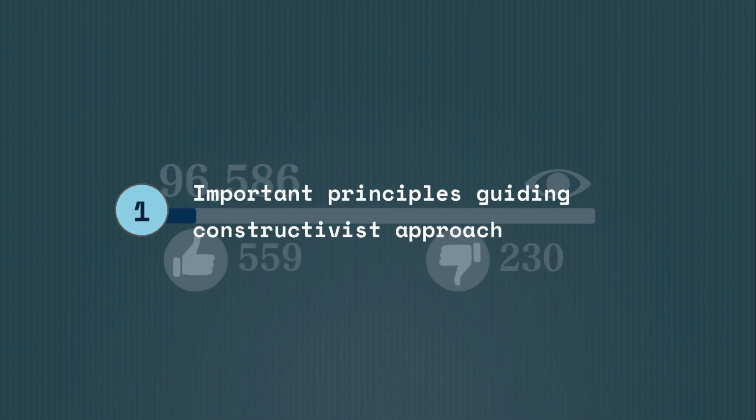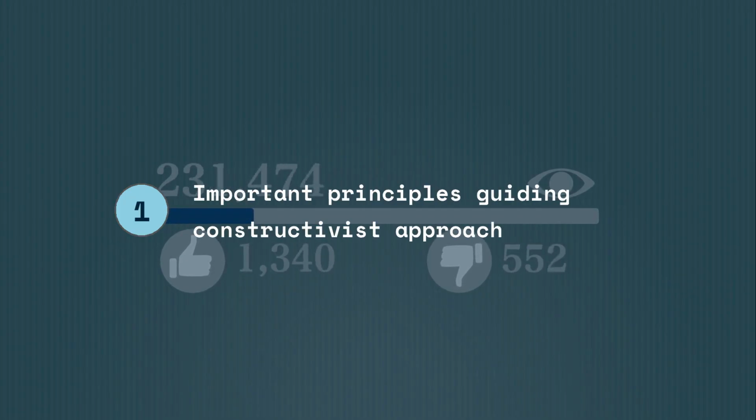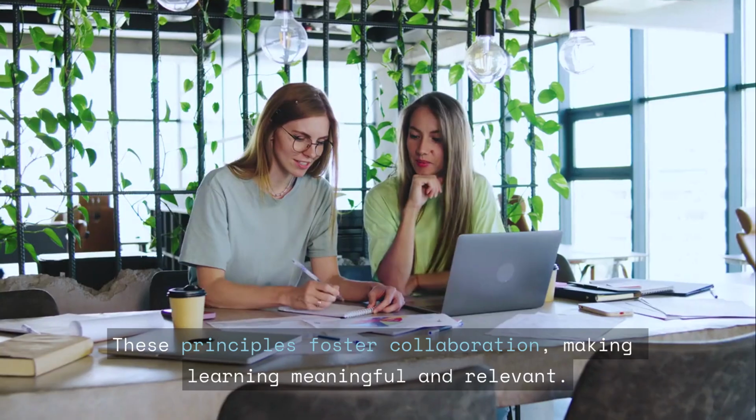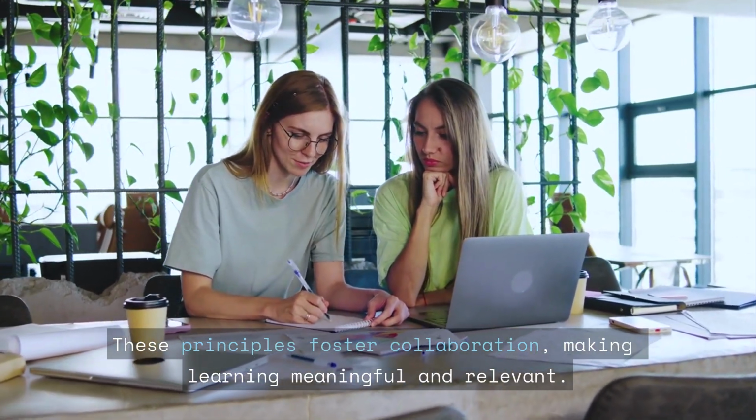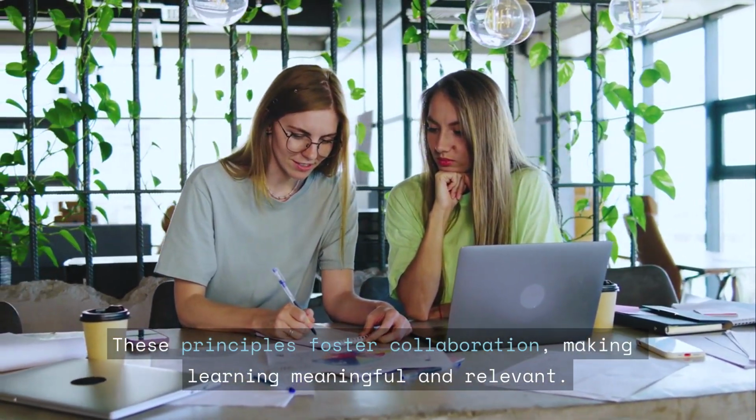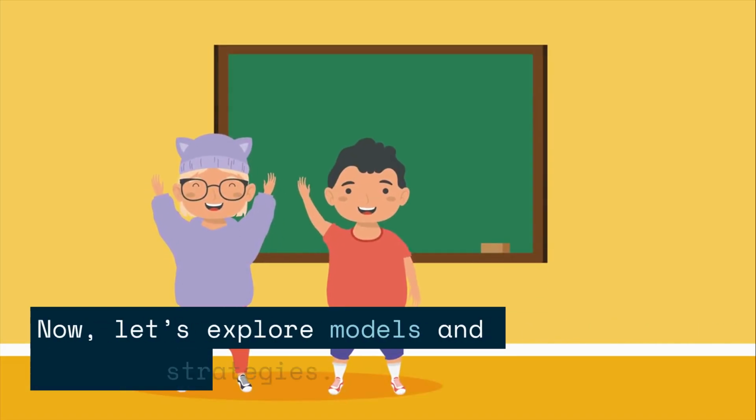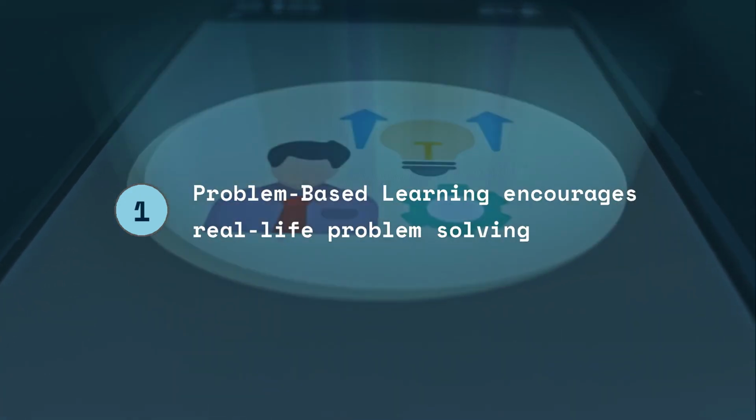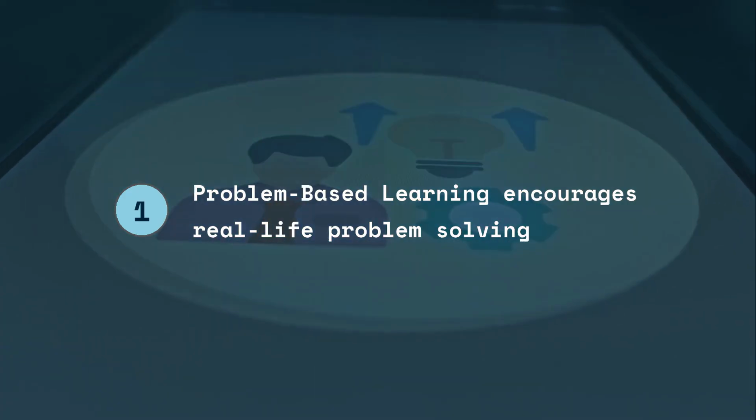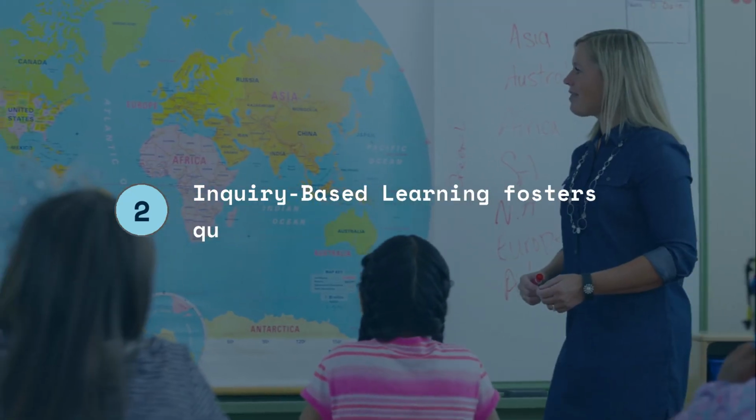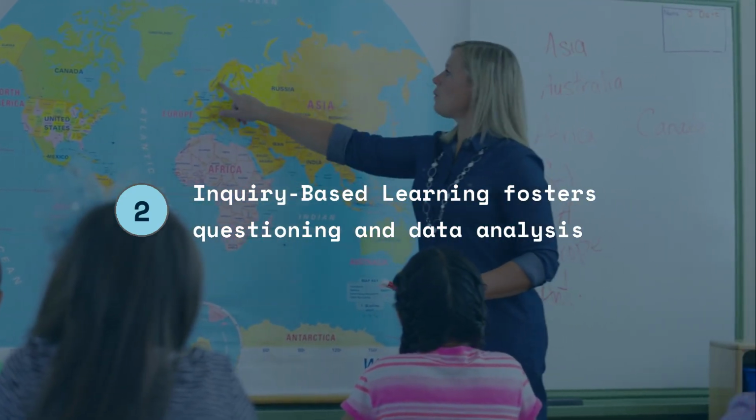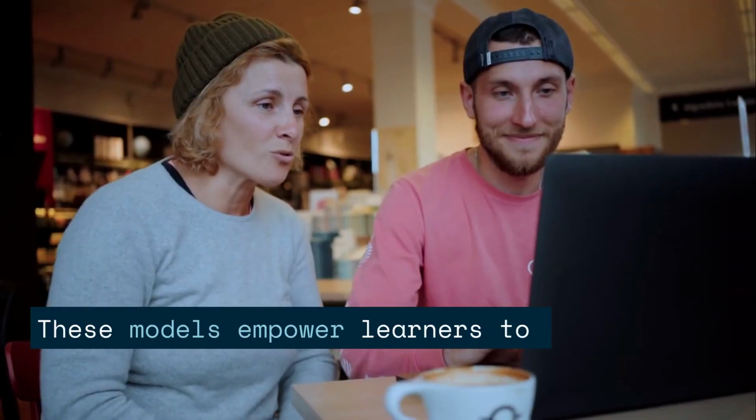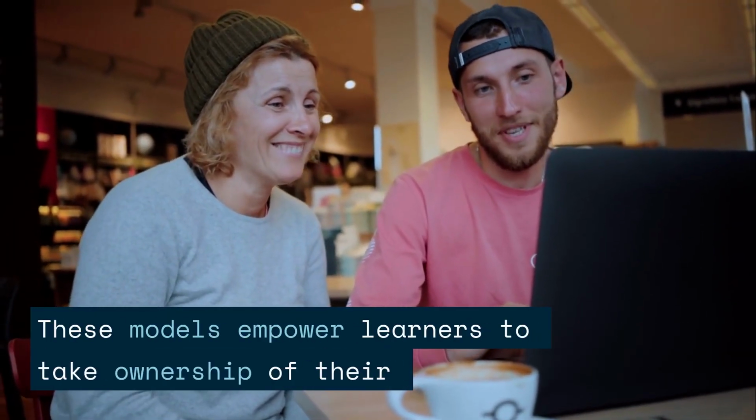Important principles guide this approach: active engagement, authentic contexts, metacognition, and formative assessments. These principles foster collaboration, making learning meaningful and relevant. Now, let's explore models and strategies. Problem-based learning, PBL, encourages students to tackle real-life problems collaboratively. Inquiry-based learning, IBL, allows them to ask questions, collect data, and draw conclusions. These models empower learners to take ownership of their educational journey.